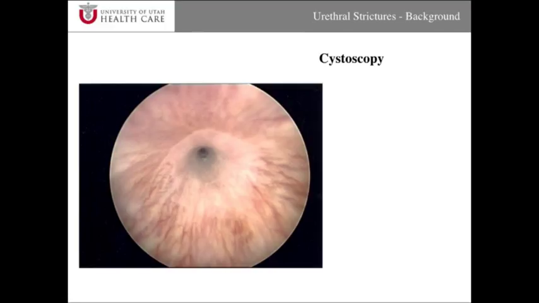This is what a scope picture of a stricture looks like. You can see the dramatic narrowing, and this is really just a pinhole that a patient's urinating through. It's really amazing that men can urinate through a very tiny opening in their urethra. This urethra should be about as big as this entire view of the scope, and so you can see how dramatically narrowed it is.